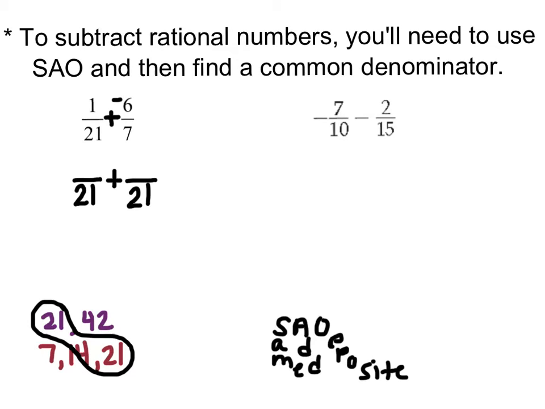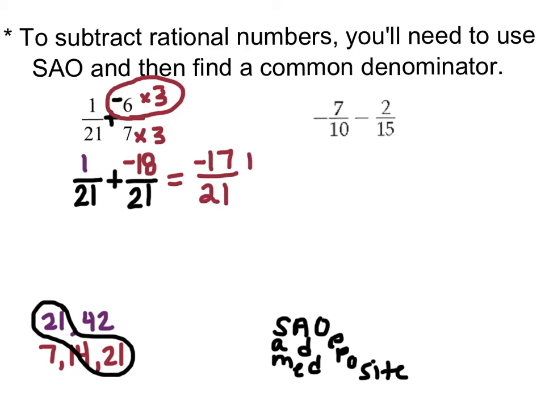Now I'm going to look to multiply. So my first fraction is already in the correct form. It already has a 21 in the denominator. So that means I'm not going to change the numerator at all. I'm just going to bring it down. In my second fraction, though, in order to make a 21 in the denominator, I'm going to have to multiply by 3 and then also multiply the numerator by 3. Negative 6 times 3 is negative 18. Okay, so now I can go ahead and add my two fractions. 1 plus negative 18, that's negative 17. And then I have 21sts in the denominator.